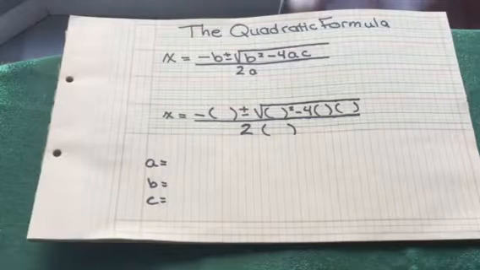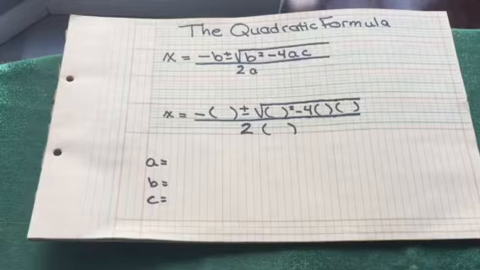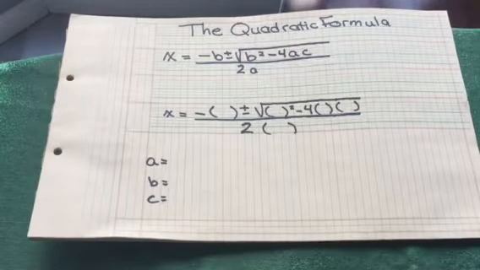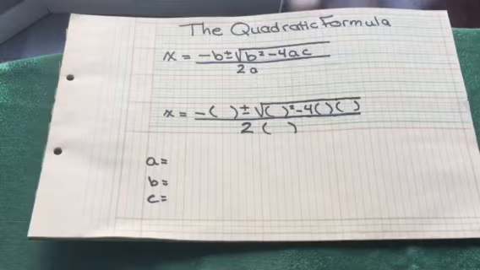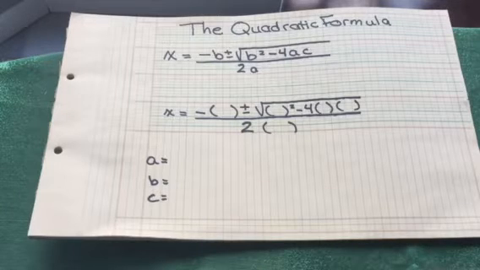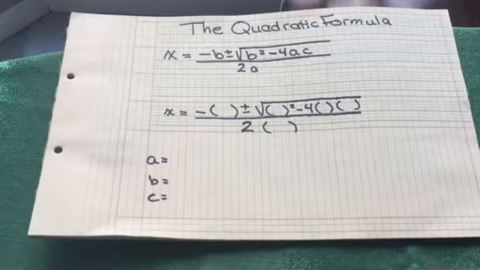Good morning. Let's take a look at the quadratic formula and how you can use it step by step to find the answer to any quadratic equation. Remember that the formula states x equals the opposite of b plus or minus the square root of b squared minus 4ac all over 2a.